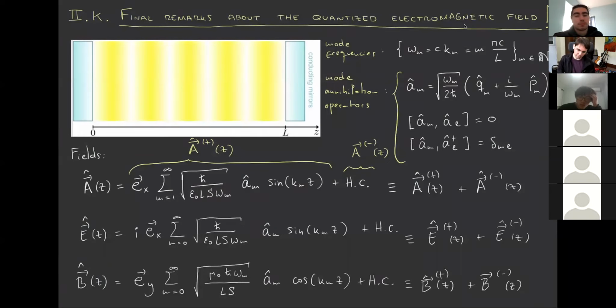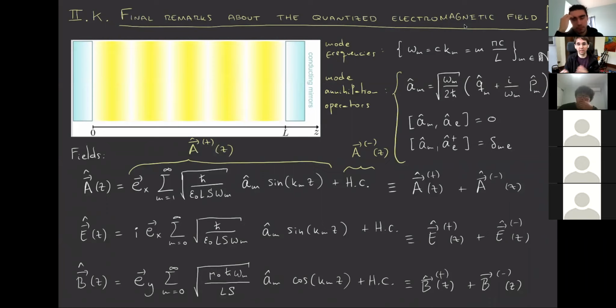Okay, then just three more things about this. The first thing is, look, something that I have done is that I'm writing these expressions, but I don't put any time dependence. Okay, why? Because when I'm writing these expressions, I am implicitly assuming that I am in the Schrodinger picture. So operators do not evolve with time.